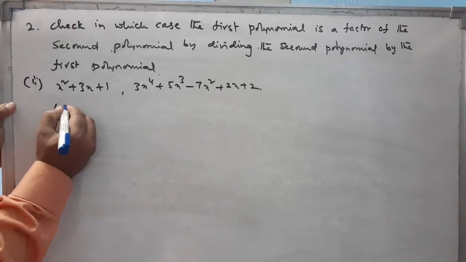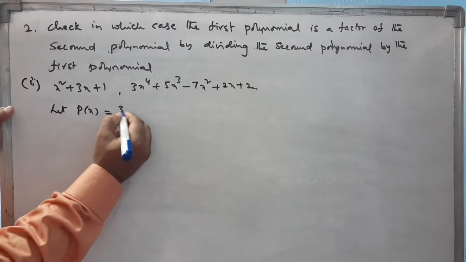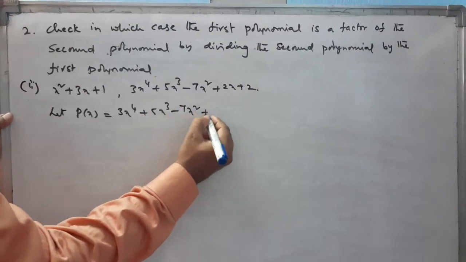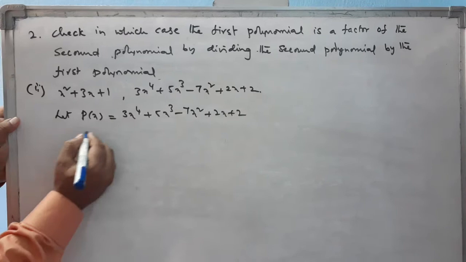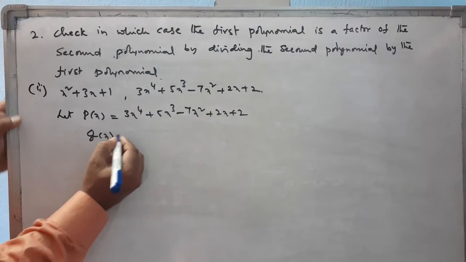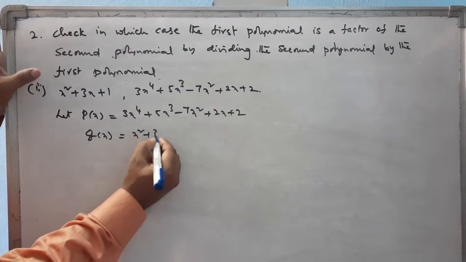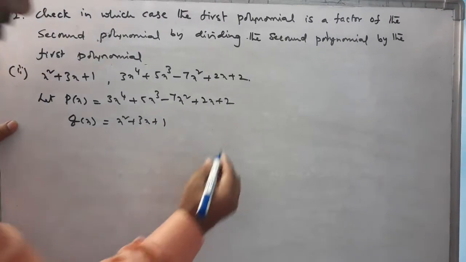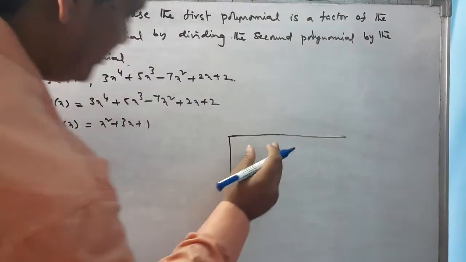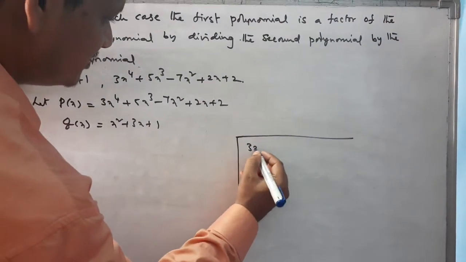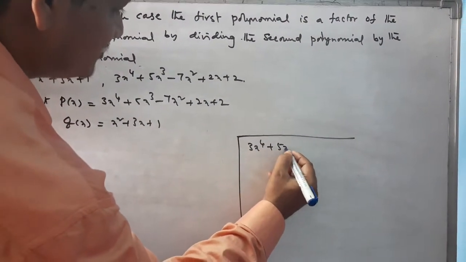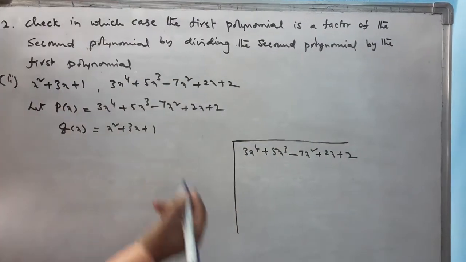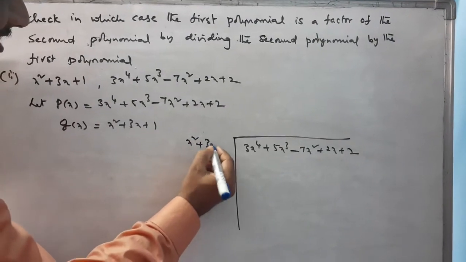Second problem, let p of x is equal to 3x to the power of 4 plus 5x cube minus 7x square plus 2x plus 2. G of x we have to take x square plus 3x plus 1. This is a divisor, this is a dividend. So here dividend means 3x to the power of 4 plus 5x cube minus 7x square plus 2x plus 2. So divisor x square plus 3x plus 1.